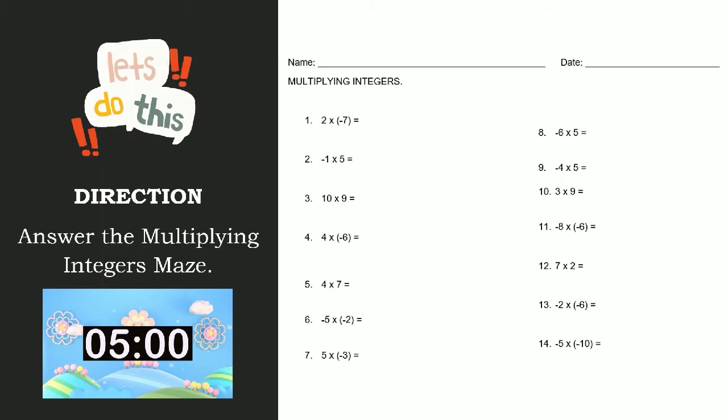Okay, now, I want you to answer this. Read the direction first. Answer the multiplying integers maze. I want you to answer these questions 1 to 14. And later on, I will show you the maze, which is on the second slide after this. And when you answer this, you will just put your answers on the multiplying integers maze to complete it. Okay, I will give you 5 minutes to answer this. Go.